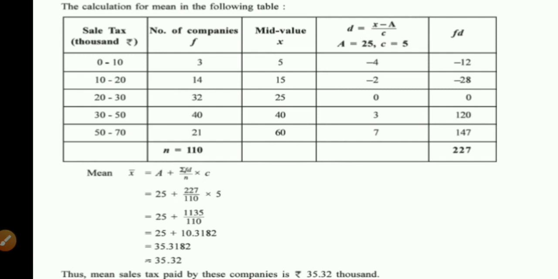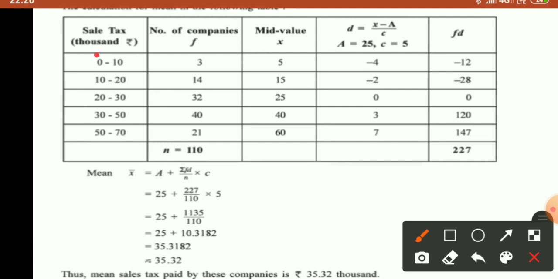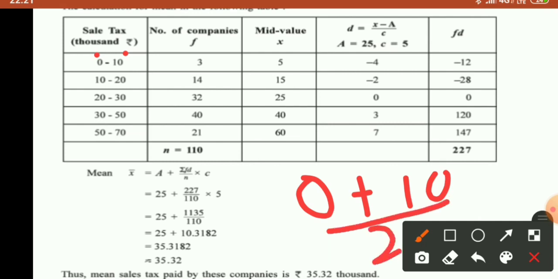Here classes 0 to 10, 10 to 20, 20 to 30, 30 to 40 and 50 to 70 are given. The number of companies, fi, is given as 3, 14, 32, 40 and 20. Mid value: how would I get the mid value? Mid value is equal to 0 plus 10 divided by 2. I will get 5, which I have written over here.